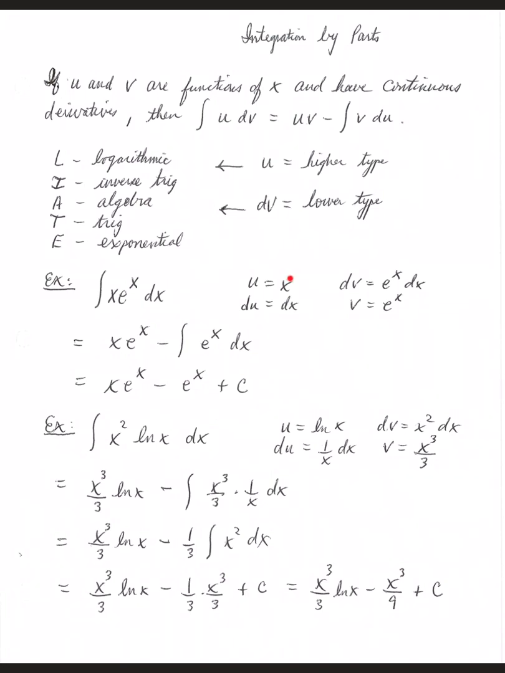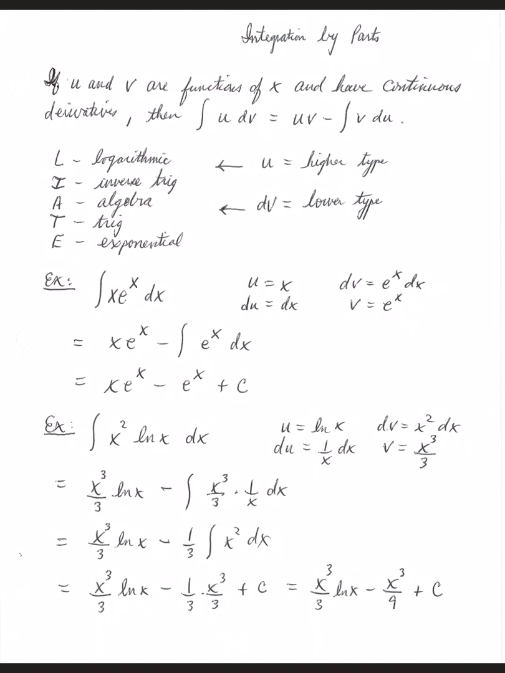u times v, that's x times e to the x, minus the integral of v du, e to the x dx. So this is our expansion, uv minus the integral of v du. The first half stays the same. The antiderivative of e to the x dx is e to the x plus our constant of integration.